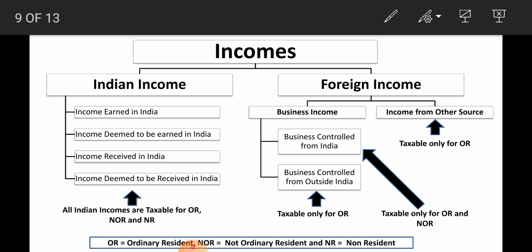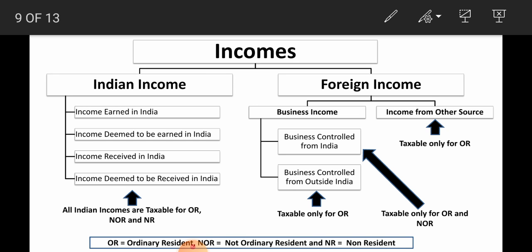And what about the not ordinarily resident? There are two things. Not ordinarily resident will pay tax only on the Indian incomes as well as on foreign incomes where the business is controlled from India. If the business is controlled outside India, then only the ordinarily resident will pay tax.